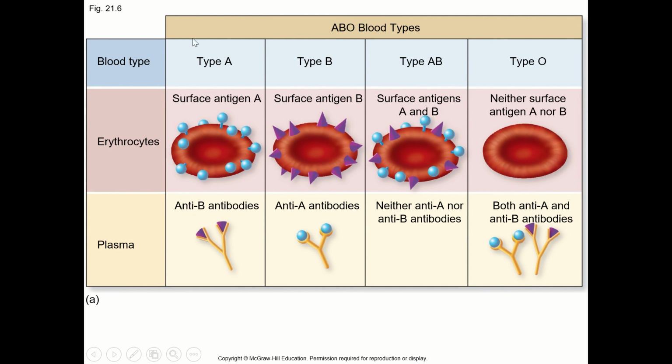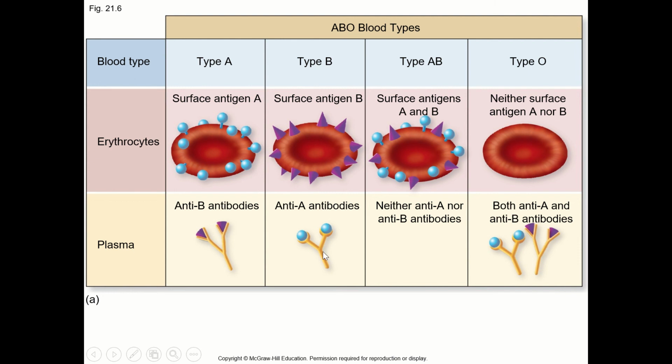So if you take type A blood and you put it into someone with type B blood, then the anti-B antibodies bind to these molecules on the B blood cells. And notice there are two binding sites on each antibody, so this can bind to two different blood cells, and those blood cells start to clump together.